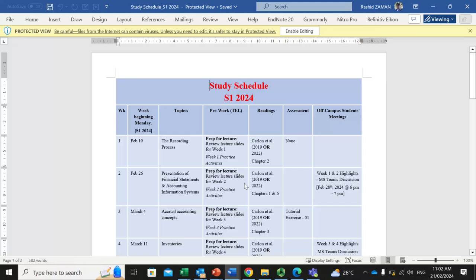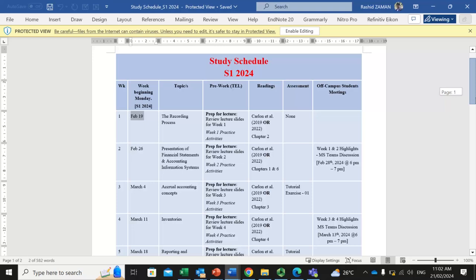So the most important document is this study schedule. In this study schedule, I have put all the relevant information, including the key dates and the key assessments, including for off-campus students. This semester we have off-campus students, so they can join us on MS Teams. I have put that information too. For example, the week starting from Feb 19. Of course, today is Wednesday, the 21st of Feb, but week 1 started from Feb 19. So all the information is there.